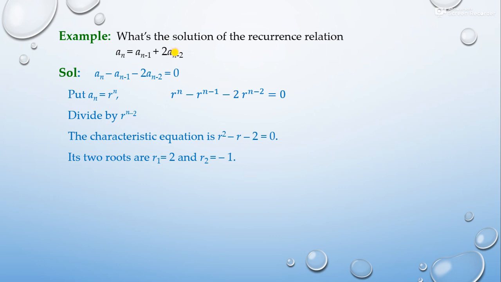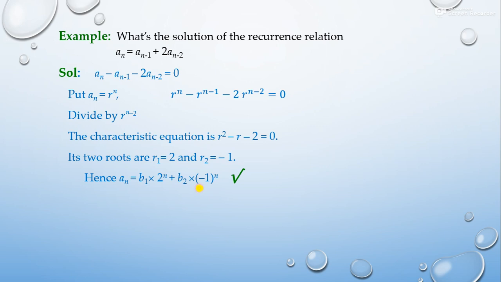Now how to write the solution of the recurrence relation? We have 2 and minus 1, which are distinct real roots. So what's the solution? The solution of a_n is, with b1 and b2 as the two constants, b1 times 2^n plus b2 times (minus 1)^n. So this is the solution of the given recurrence relation. Up to here we have to solve it.